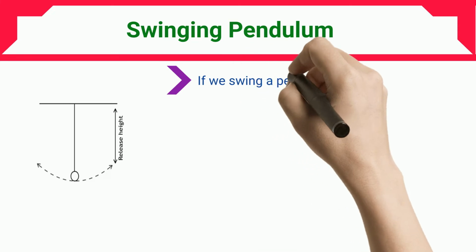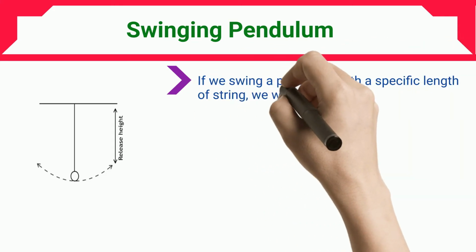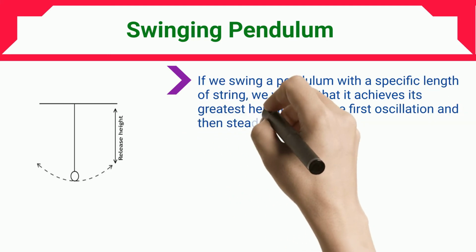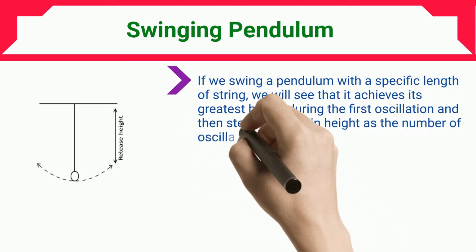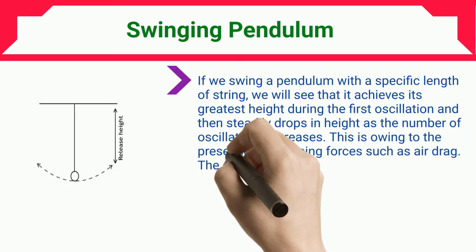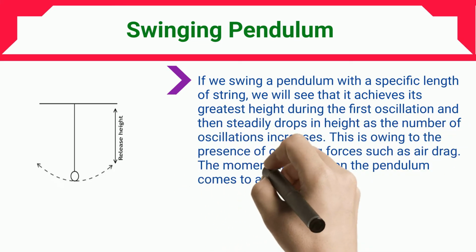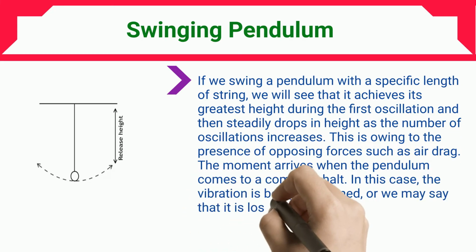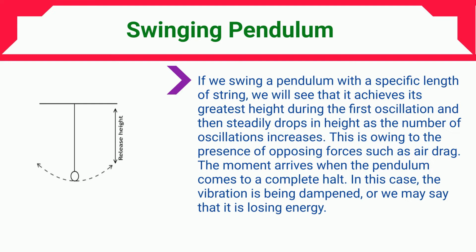Swinging pendulum. If we swing a pendulum with a specific length of string, we will see that it achieves its greatest height during the first oscillation, and then steadily drops in height as the number of oscillations increases. This is owing to the presence of opposing forces such as air drag. The moment arrives when the pendulum comes to a complete halt. In this case, the vibration is being dampened, or we may say that it is losing energy.